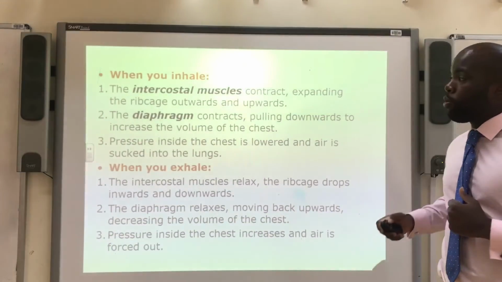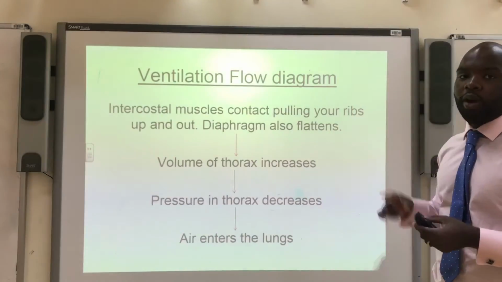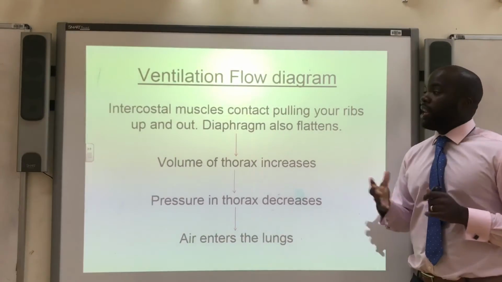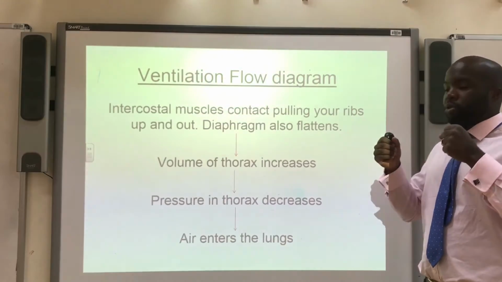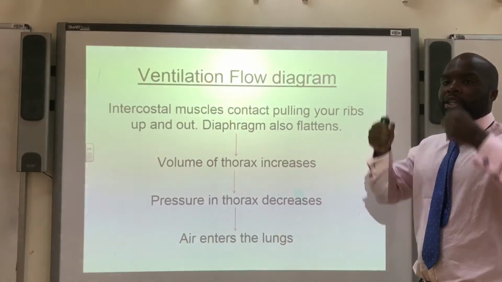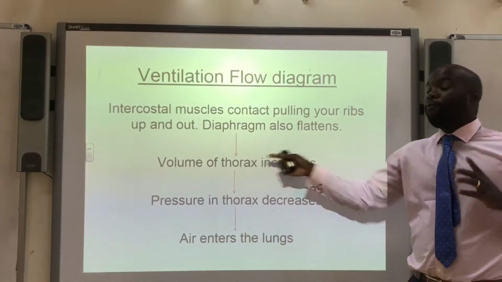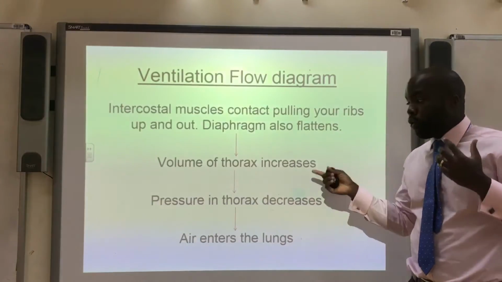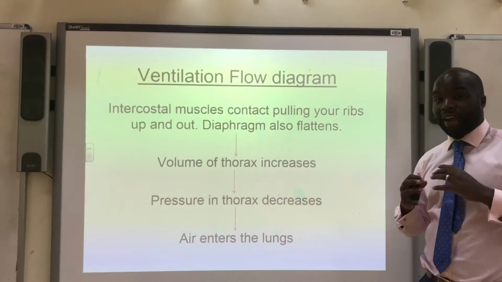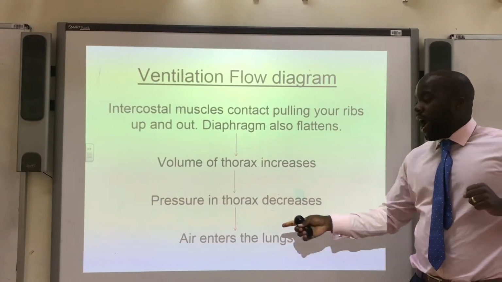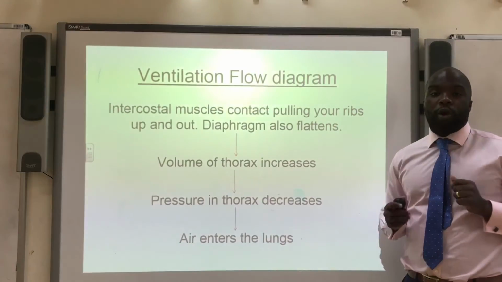So, hopefully you paused the video. So let's look at inhalation at a slightly different angle, and you yourselves can apply it to exhalation. When we look at inhalation, the intercostal muscles, as we said, contract, pulling the rib cage up and out. The diaphragm flattens, and that causes the volume of the thorax to increase. This increase in volume then causes the pressure of the thorax to decrease, and therefore air enters the lungs. It's vice versa for exhalation.